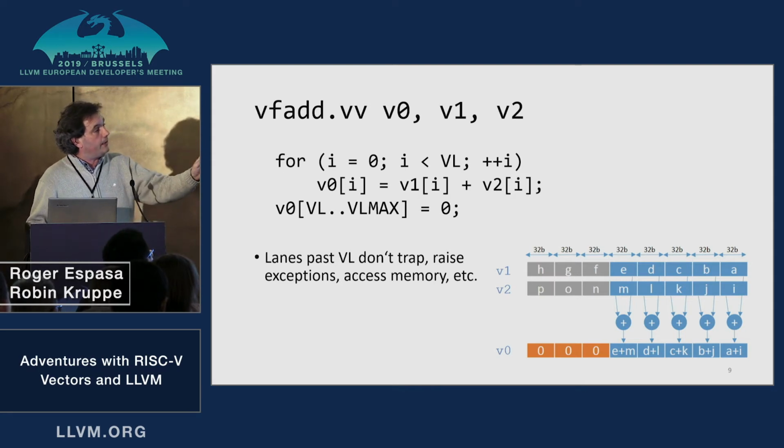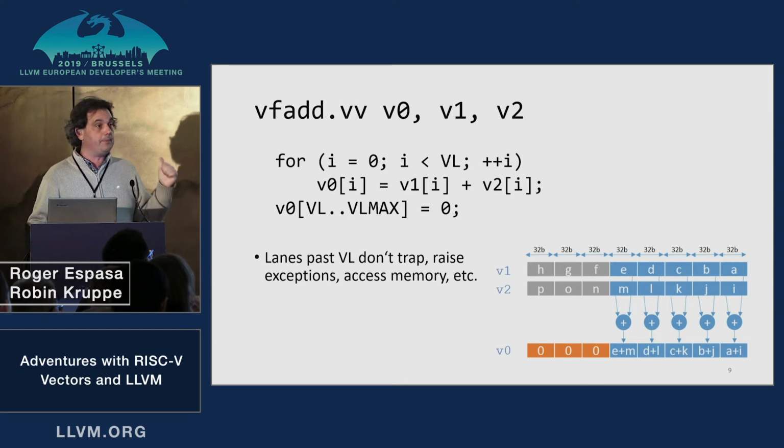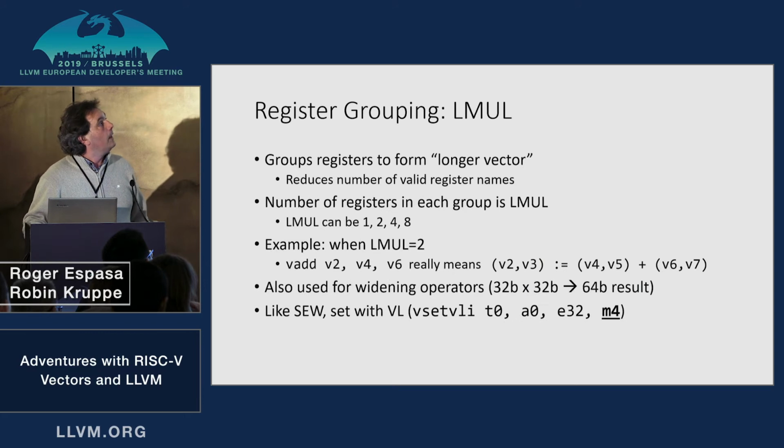The interesting thing is that anything, we call these lanes, this would be an implementation with 8 lanes, past VL, do not raise traps, do not cause exceptions, nothing strange can happen with it, right?